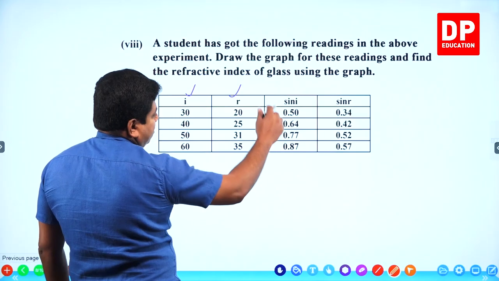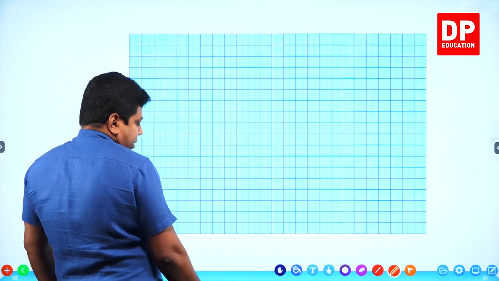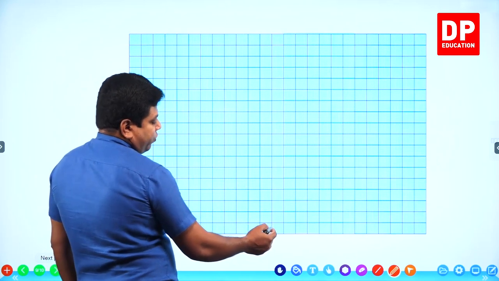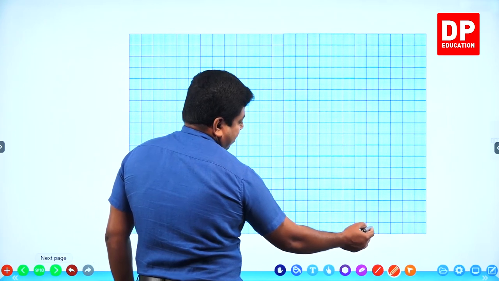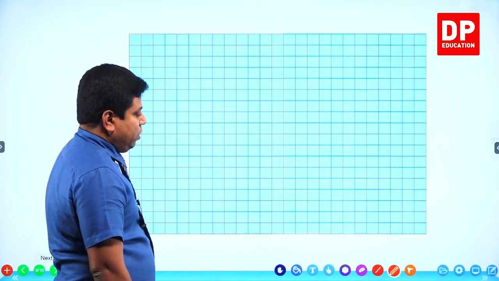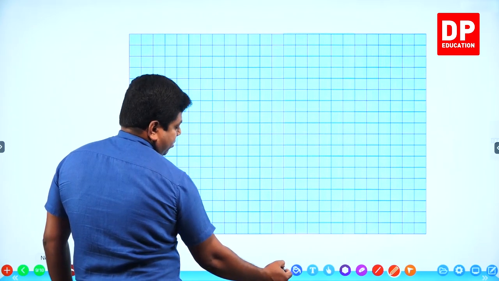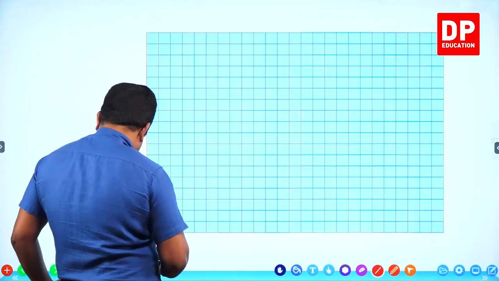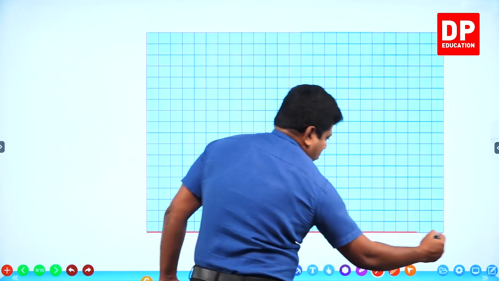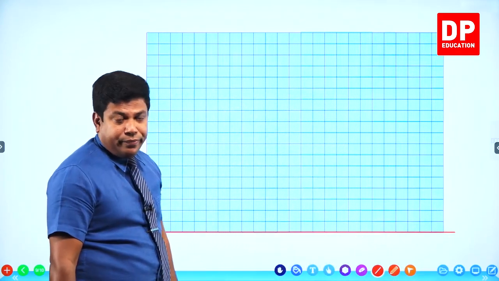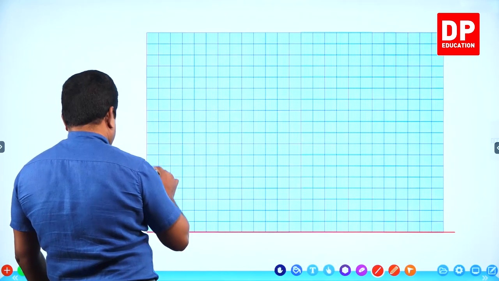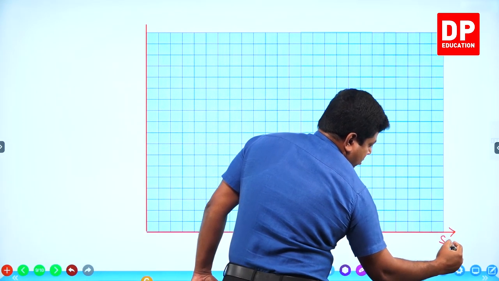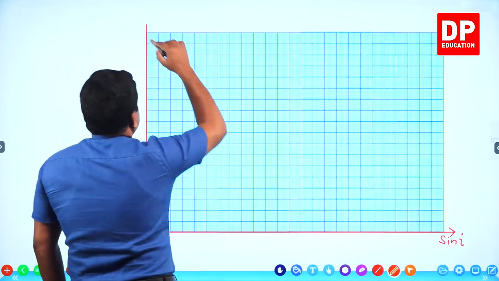Let's see. Sine i, sine r. We need the maximum one, right? So, see how many sections we have. 2, 4, 6, 8, 10, 12, 14, 16, 18, 20, 22, 24, 25 sections are there. So I can take, let me draw the axis first. That will be my sine i and sine r.